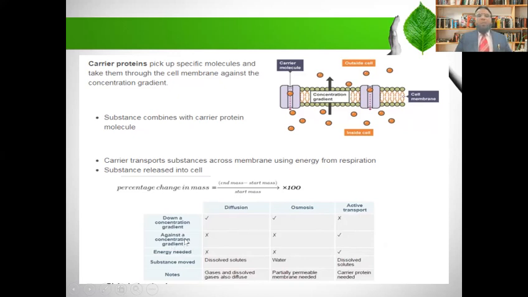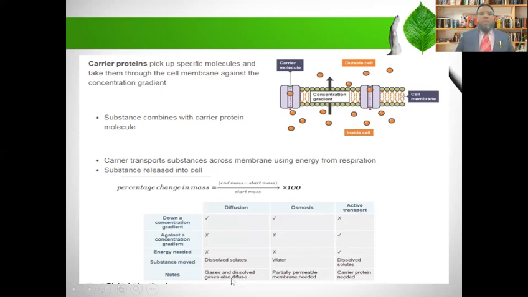Another, against a concentration gradient: there should be a cross in diffusion and osmosis, but it is a tick for active transport. Energy needed? In which process is the energy needed? Energy is needed only in active transport. Energy is not required for diffusion and osmosis because in both, molecules are moving from high concentration to lower concentration. And for substances moved: in diffusion, dissolved solutes; in osmosis, water; and in active transport, dissolved solutes.